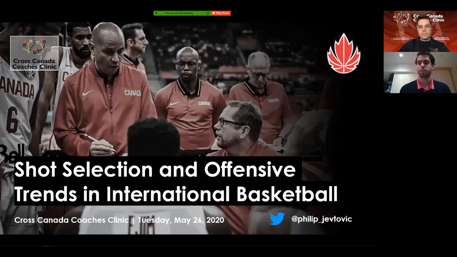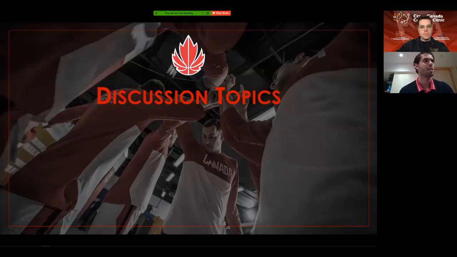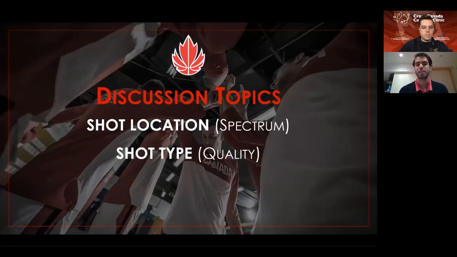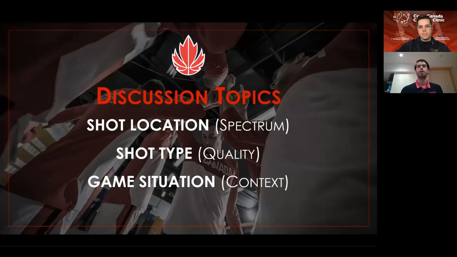What I'd like to talk about today is along the lines of what I mentioned: offensive trends in FIBA basketball and international basketball, and more specifically the topic of shot selection and shot quality. I'm going to break that down into 3 key characteristics. First off, we'll talk about shot location. That's anything along the shot spectrum that I'm sure many people have seen and been familiar with in the past. We'll break that down a little deeper and drill down into shot quality as well, and then follow up by adding a layer of context into that.